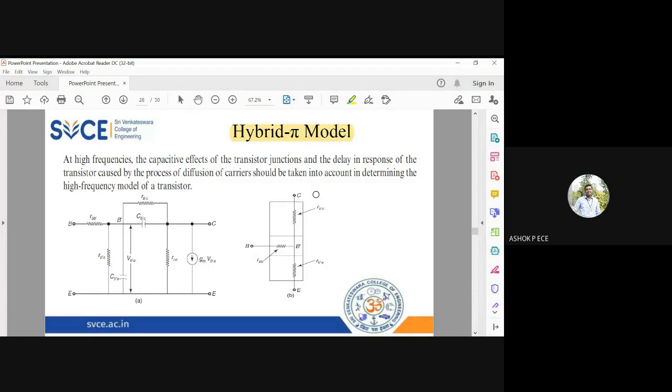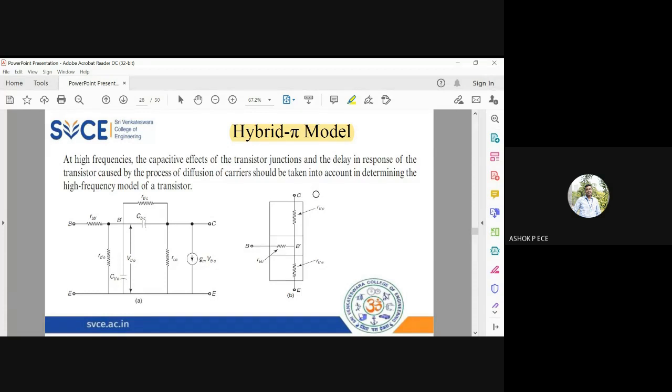of kilohertz. அதுக்கு அவ்வளவுதான் யூஸ் பண்ண முடியும். When you want to use your transistor for high frequency applications in the megahertz or gigahertz range, I cannot use this H parameter model. I have to go for a new model called the hybrid pi model.